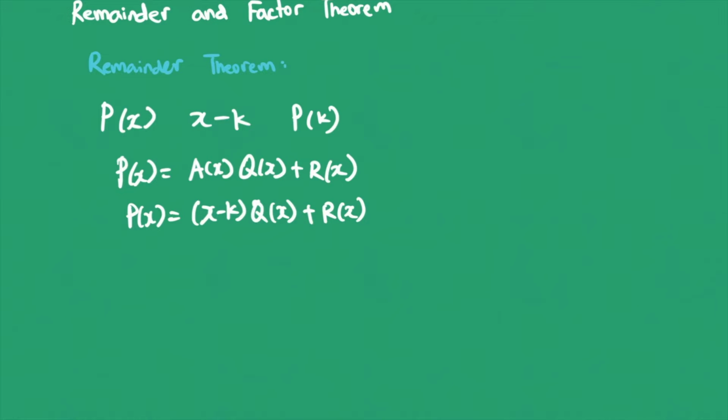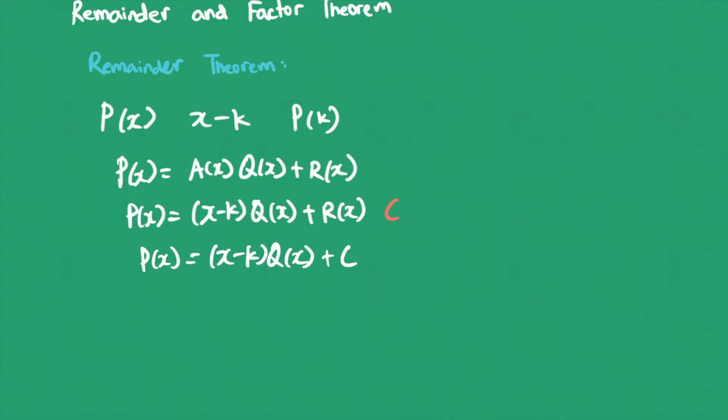In this case, x minus k, which is the divisor, has a degree of 1, so the remainder has to be a constant, which has a degree of 0. So let's assume it is c, and we can rewrite it as p(x) equals (x minus k) times q(x) plus c.